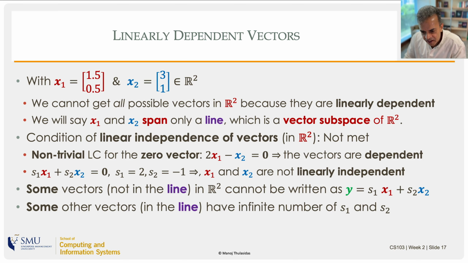One more thing: if you take a vector that is actually on the line and then try to form linear combinations of x1 and x2 to get that vector, then you will see that you have an infinite set of possibilities. You can find an infinite set of numbers s1 and s2 such that that particular vector on that line can be expressed as a linear combination of the red x1 and the blue x2.